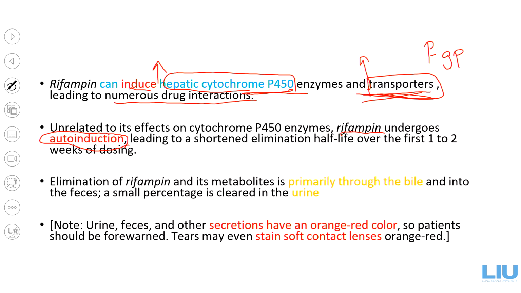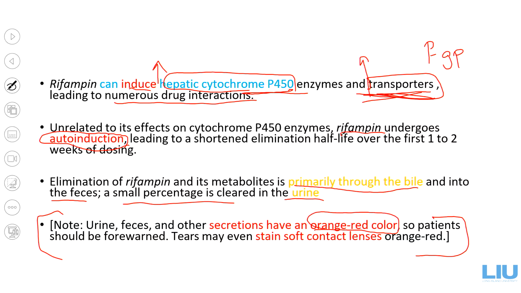As far as elimination, it's primarily eliminated in the bile and into the feces, and a small percentage goes into the urine. We already talked about the importance of these things. Not to memorize where it's excreted, but just how it's applicable. An interesting side effect of rifampin that I do want you to know by heart: when it's excreted in the urine and in the feces, it changes the color of these secretions, and so you would see orange to red coloration of the feces and the urine.